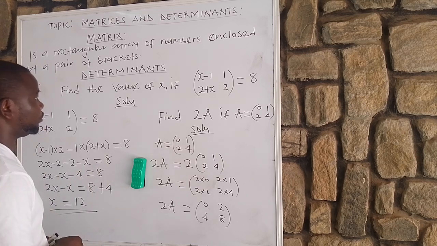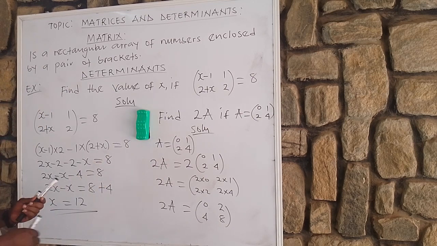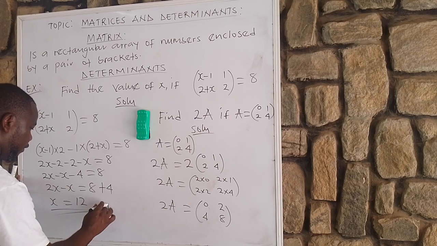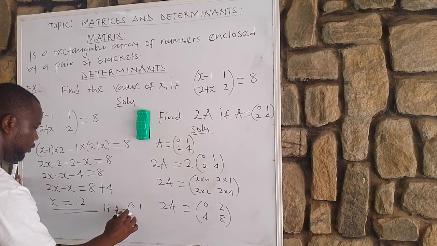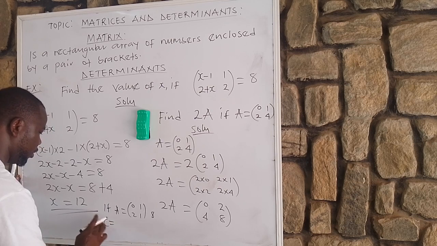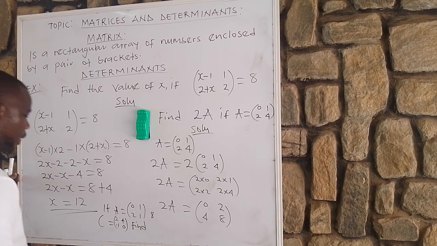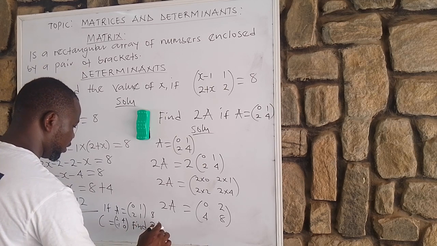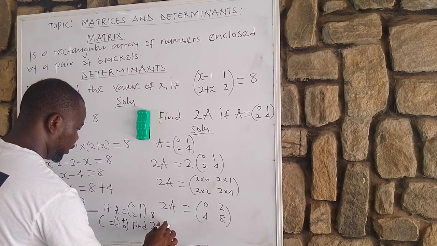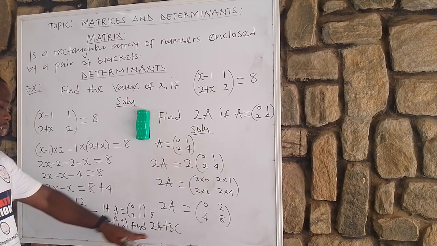So let me drop one assignment here, so that on your own you can do it. If A is equals to 0, 1, 2, 1, and matrix C is equals to 2, 4, minus 1, 0, find 2a plus 3c. Go and solve this problem.